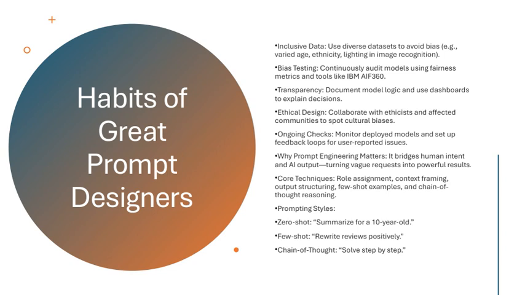When it comes to prompting styles, there are a few key approaches. Zero-shot prompts ask the AI to perform a task without any prior examples, like summarize for a 10-year-old. Few-shot prompts provide a few examples to guide the output, such as rewrite reviews positively. And chain-of-thought prompting encourages the model to reason through a problem step by step, which improves accuracy on complex tasks. In essence, mastering these habits and techniques helps us craft more reliable, fair, and effective AI systems that truly serve user needs while maintaining ethical standards.